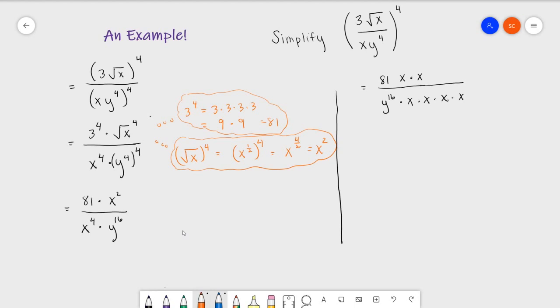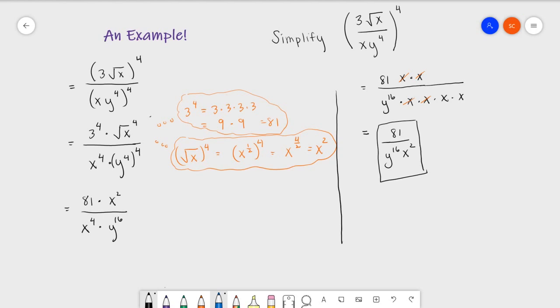Notice that I have some canceling I can do because I have this common factor of an x, common factor of another x. So all the x's went away in the numerator. They're secretly just dividing out and leaving 1. And then in the denominator, I only have 2 of those x's left. So I'll rewrite using exponents. 81 over y to the 16th times x squared. So this whole mess of fraction and exponents actually simplifies down to this pretty neat and tidy fraction.